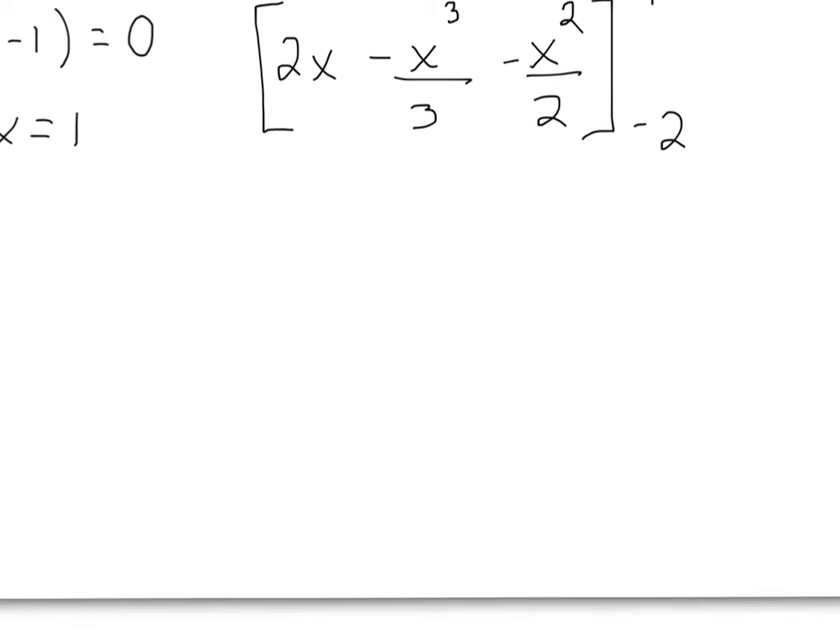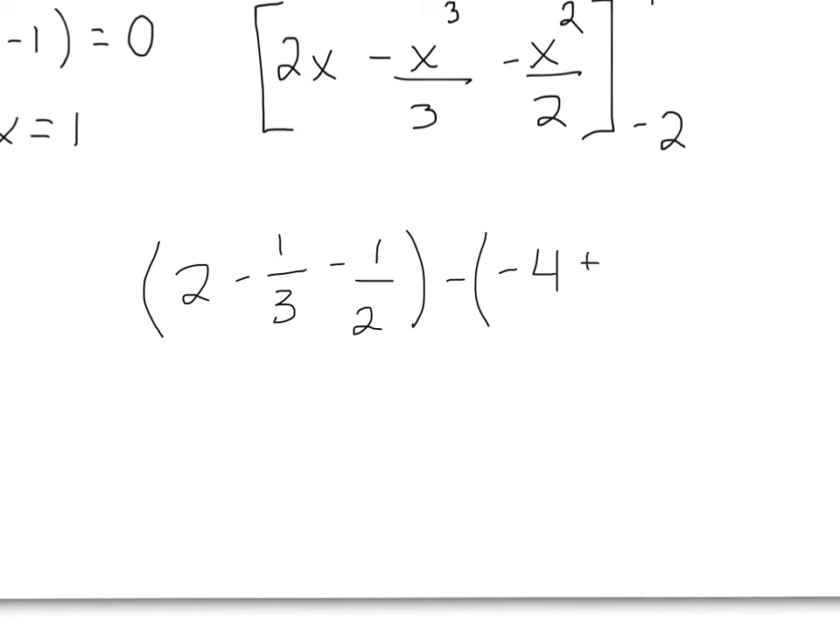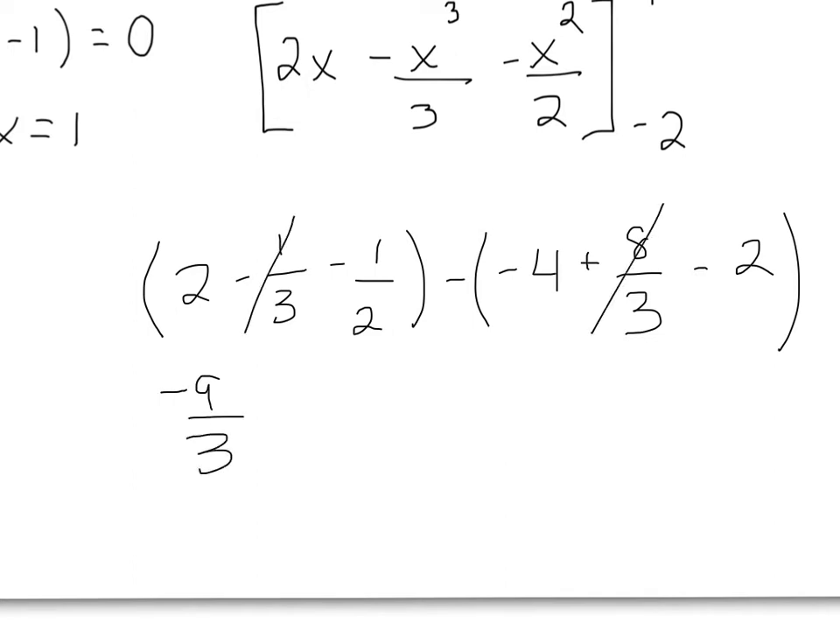All right, and the value of this at 1 is 2 minus a third minus a half minus, let's see, negative 4 plus 8/3, I think, and then minus 2. All right, let's clean this up. Well, negative 1/3 minus 8/3, that's negative 9/3. That works out pretty nicely.